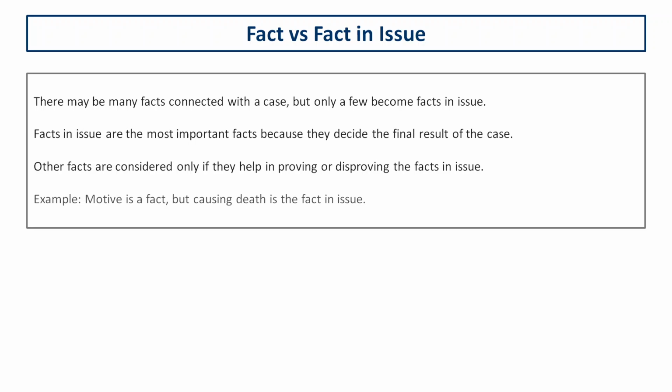Other facts are considered only when they help to prove or disprove the facts in issue. If the fact does not help in this way, the court ignores it. This prevents unnecessary evidence from being recorded. It also saves time of the court. The trial becomes more efficient. This distinction is very important in legal aspects.